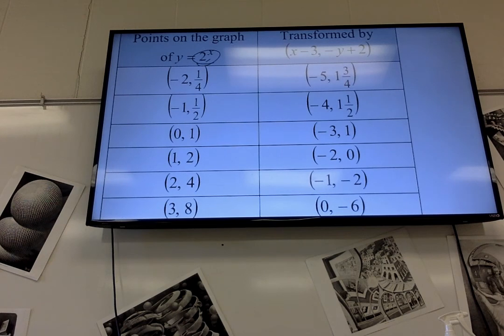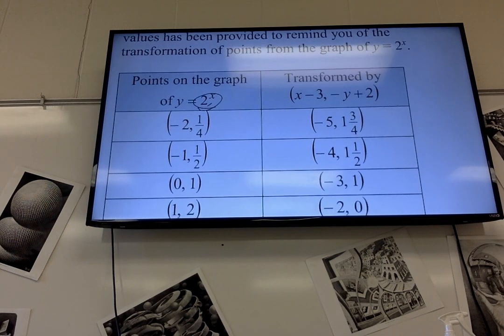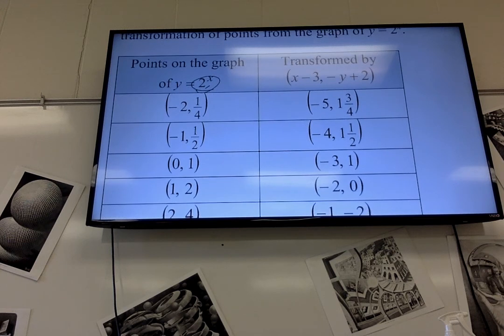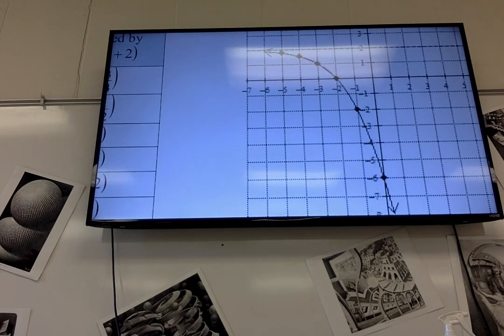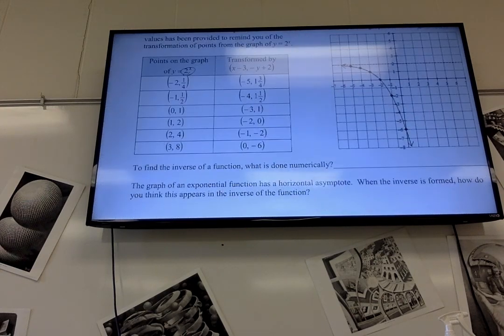And then, remember, we did transformation. So like this one, we moved x to the left 3, and we moved y up 2, but we changed the sign of y, and so on, and then we have a graph. So that's just old stuff.